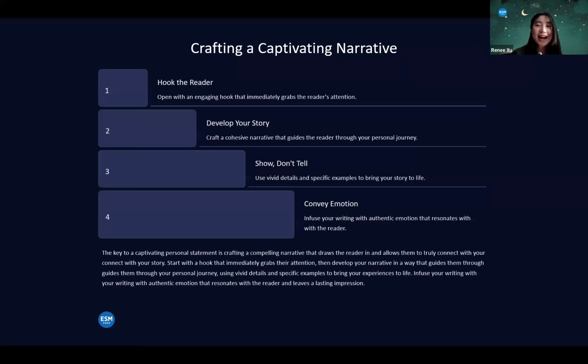So the key to crafting a captivating narrative is to draw the reader in. As Eric mentioned, you want to draw them in from as close to the top as possible. And this is a word we all know, the hook. We want to start that immediately. If you think about movies or TV shows that entice you from the get-go, that is the energy you want to try to bring into your essay.